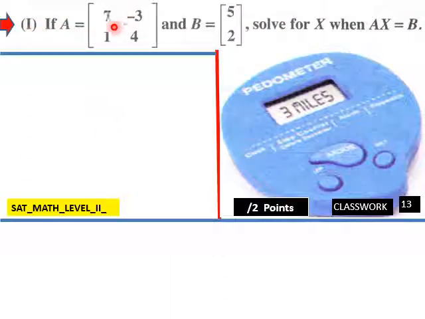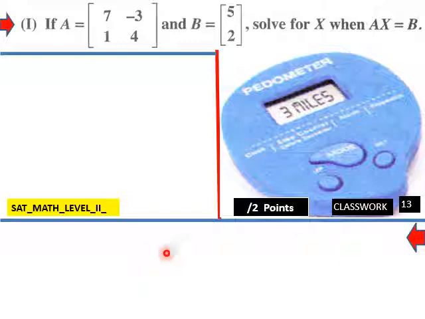So if A equals this, 7, -3, 1, and 4, and B equals this column matrix, 5 over 2, solve for x when AX equals B. We're trying to get something that you multiply by x and we'll get this here. So matrix multiply both sides on the left by the inverse of A. Inverse of A times AX will equal the inverse of A times B. This yields x equals the inverse of A times B, which will equal this here.